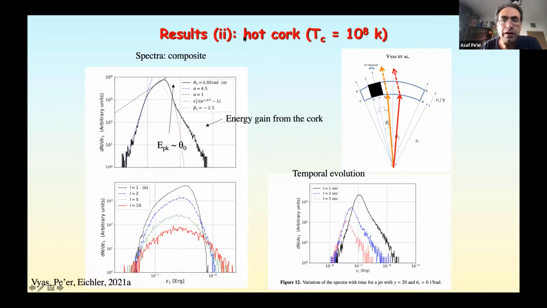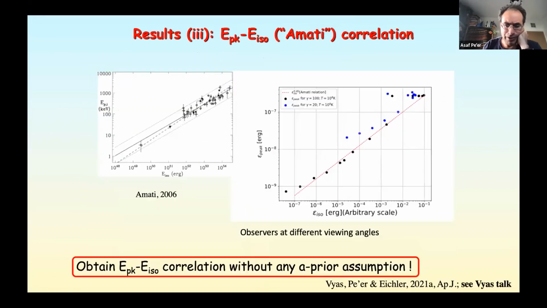And if the cork is hot, we also have a contribution from the hot electrons, which will end up with a high energy tail, which is consistent with the high energy spectral slope that we're actually seeing. And for me, I guess the most interesting result is this one. We do get naturally this E-peak E-iso correlation, what's known as the Amati correlation, as a viewing angle effect. And the nice thing is that, as opposed to the other models, we do not need to have any a priori assumption here. We just automatically get it.